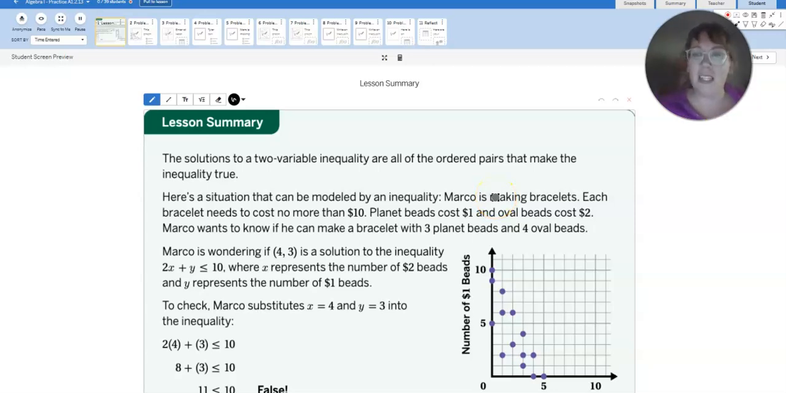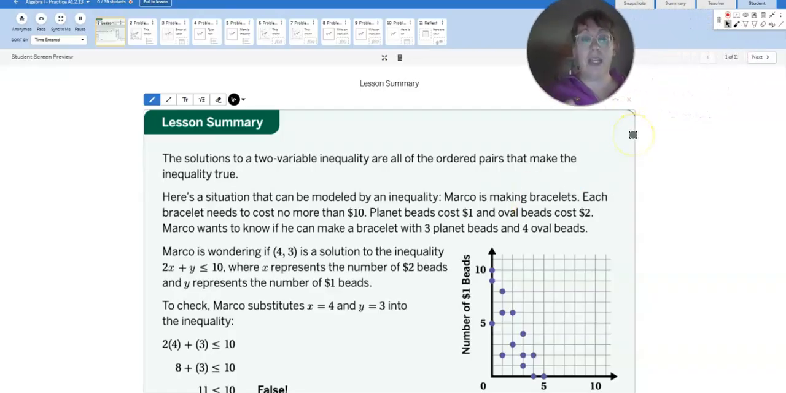Alrighty, hello everyone. We're looking at the practice for that 2.13 lesson. So it says the solutions to a two variable inequality, which just means we have x and we also have y. They're all ordered pairs that make the inequality true. Remember, we were plugging in x comma y points, coordinates, to see if they would be in the solution.